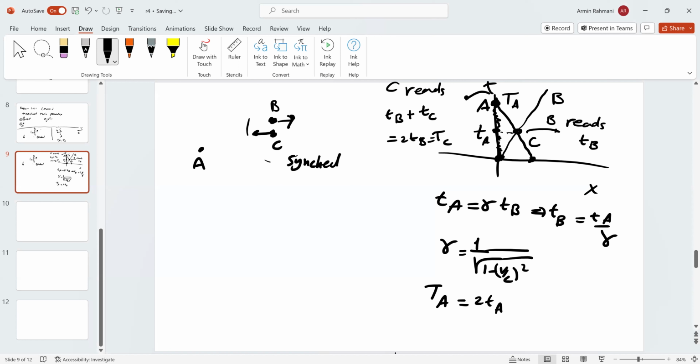So TC is going to be just 2 little TB, and that's 2 TA over gamma. So from this, we conclude that TC is TA over gamma. So C is indeed reading a shorter time, and it really corresponds to the time the traveling twin would read if the traveling twin turned back at that meeting location between B and C and came back to Earth.